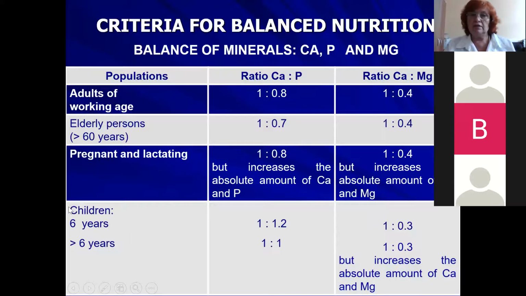Children under 6 years must have a calcium to phosphorus ratio of 1 to 1.2 and a calcium to magnesium ratio of 1 to 0.3. Children older than 6 years must have a calcium to phosphorus ratio of 1 to 1 and calcium to magnesium 1 to 0.3, but the absolute amount of calcium and magnesium increases.